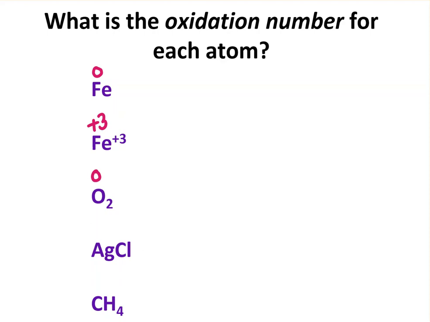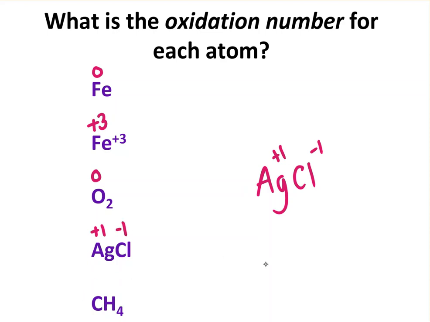So for something like this, an ionic compound, we have to think about what charges it has. And chlorine is in the -1 column on the periodic table, so the silver is +1. So once I figure out those charges, those are the charges in this compound. Those are the same thing as the oxidation numbers.